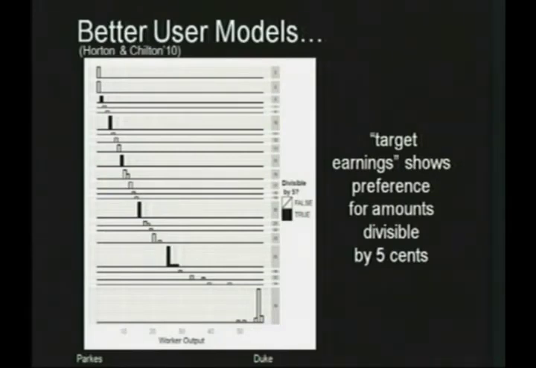The interesting thing is that the height of these bars is dominated by multiples of 5. So somehow there was this anchoring effect where people were trying to achieve multiples of 5 cents in the work that they were doing. And you see this in quite a lot of economic systems as a behavioral property. So this shows that we need better user models if we're going to optimize these kinds of systems.